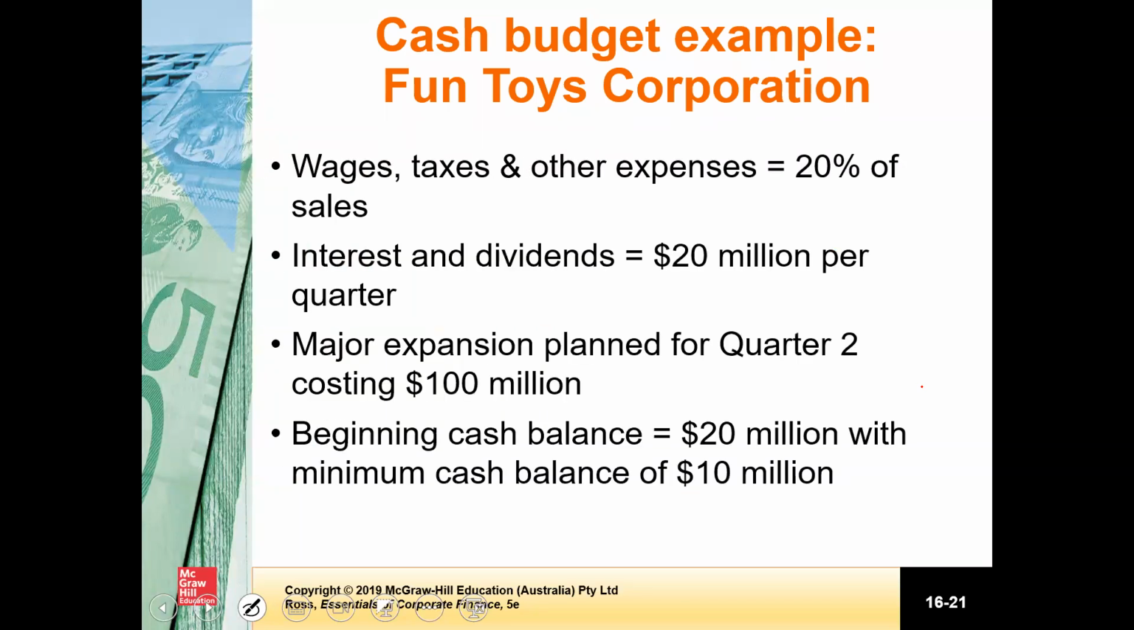We are also given that wages, taxes, and other expenses are 20% of sales, and interest and dividends are 20 million per quarter. There is a major expansion plan in quarter 2 that requires 100 million. Okay, we are also given that beginning cash balance is 20 million and a minimum cash balance of 10 million. Minimum cash balance 10 million means we will always hold this cash in our hand.